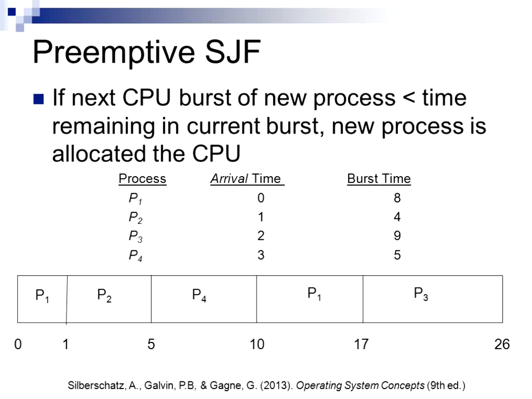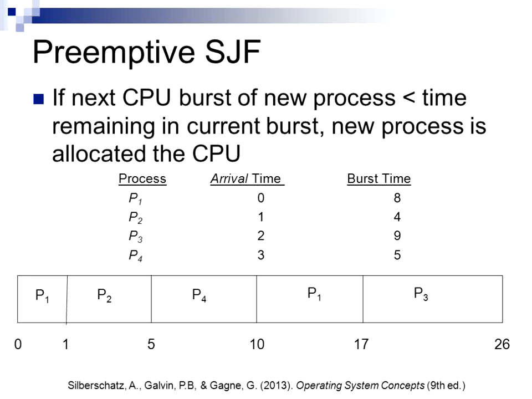Another scheduling algorithm that your book goes through is the preemptive shortest job first. We talked a little bit about shortest job first and what that meant. Now we're looking at another scheduling algorithm that says if the CPU burst of a new process is less than the time remaining in the current burst, the new process is allocated the CPU.